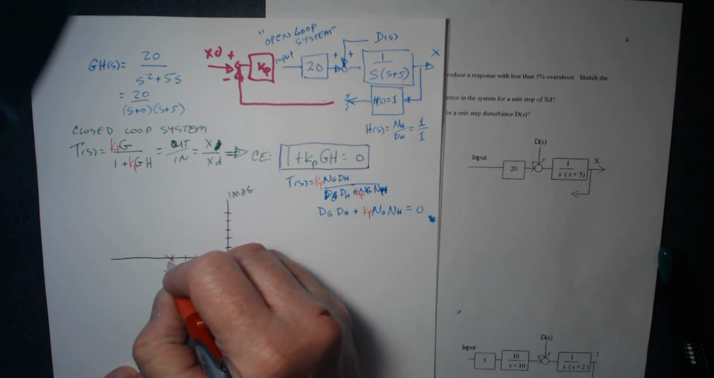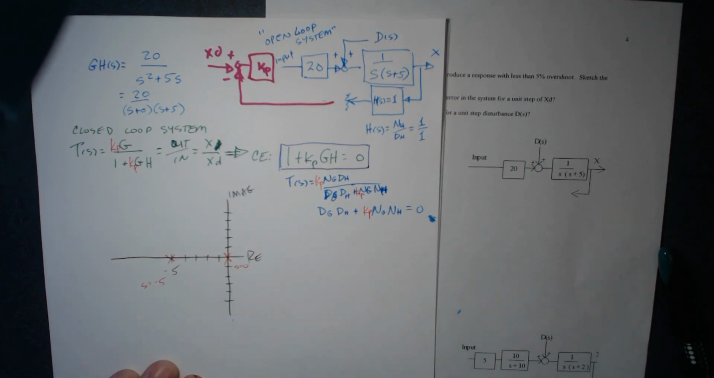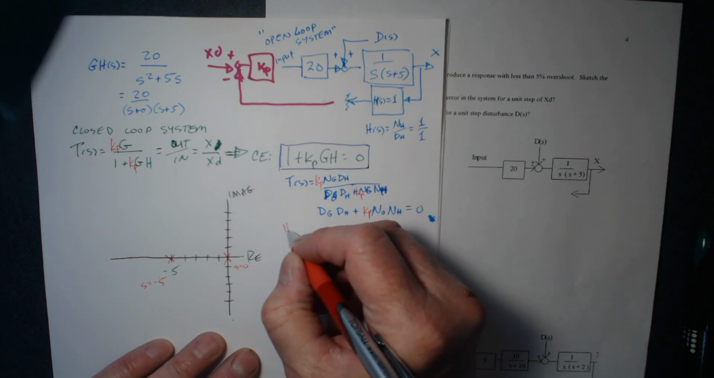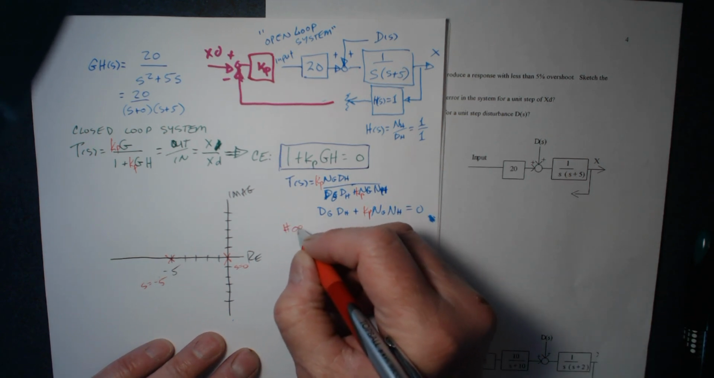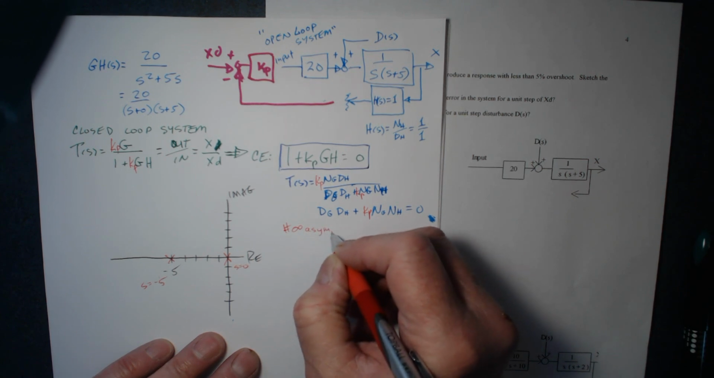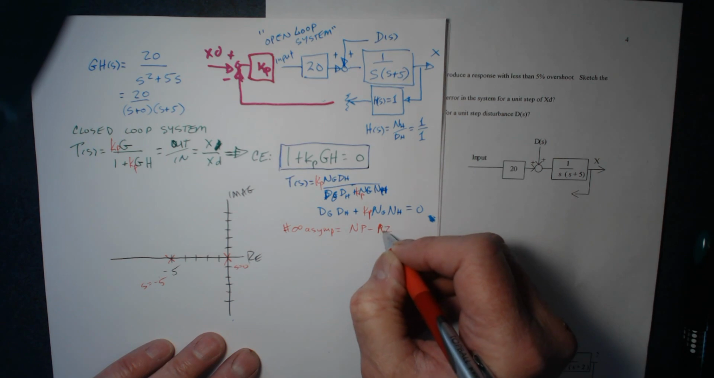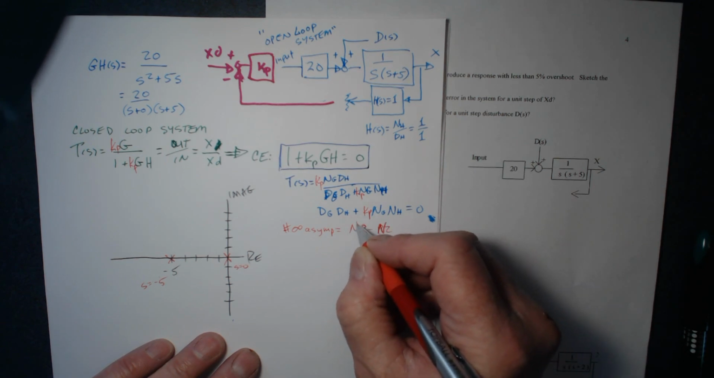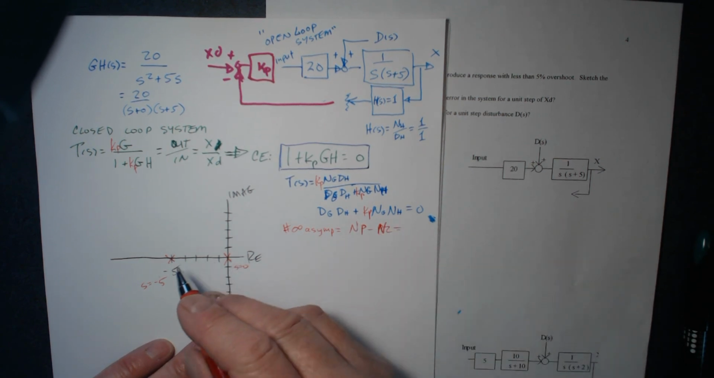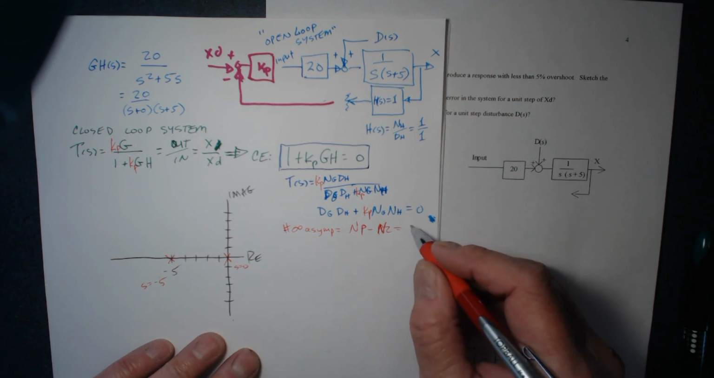Okay, good. Here's a pole at s equals -5. Perfect. We can go through all the different rules that they have here. There's always a bunch of them. The number of infinite asymptotes is equal to the number of poles minus the number of zeros. Number of finite poles minus the number of finite zeros, that's 2 minus 0 equals 2.